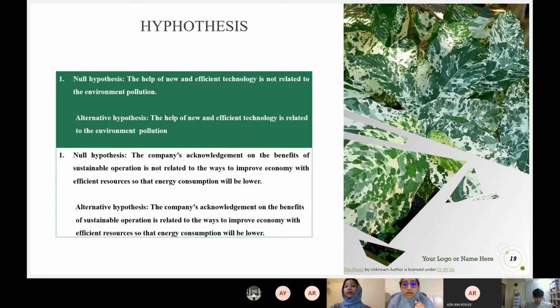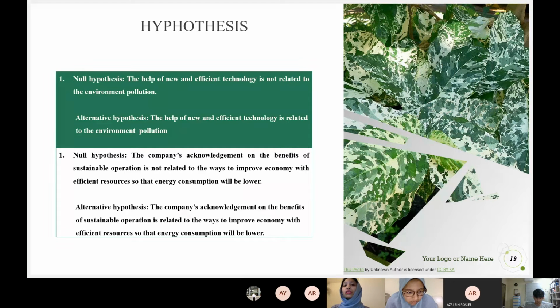Okay, I'm Camelia and I'll be presenting on the hypothesis. As for the hypothesis, it relates to the theoretical framework. Firstly, the null hypothesis is the help of new and efficient technology is not related to the environmental pollution. The alternative hypothesis is the help of new and efficient technology is related to the environmental pollution.